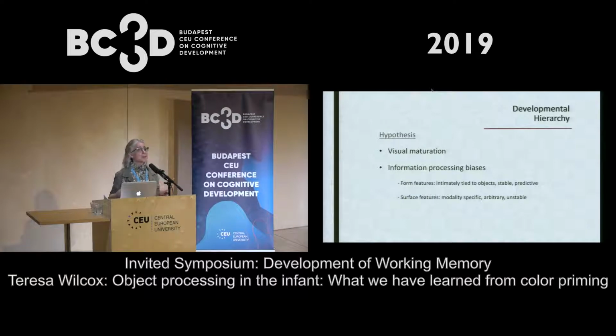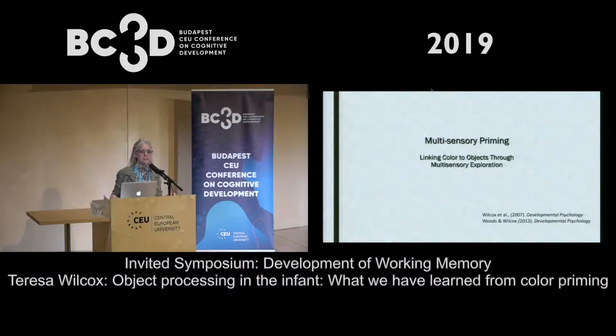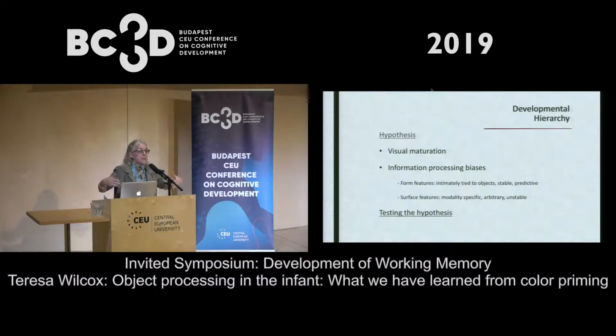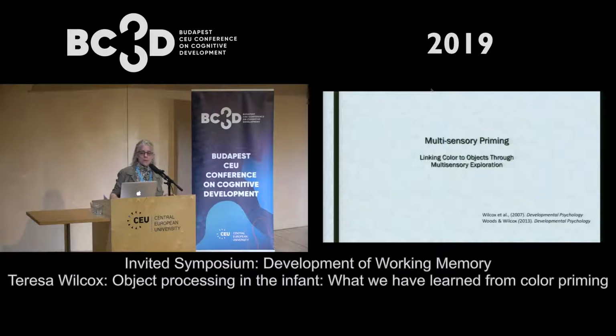They're arbitrary and they're relatively unstable. So for example, the color of an object can look different depending on lighting conditions. So the way to test this hypothesis, we've done it in a number of ways. One way that we've done it is multisensory priming. So the idea is that we could perhaps lead babies to attend to color differences or other surface features if we gave them information that led them to perceive color differences as stable and as predictive.